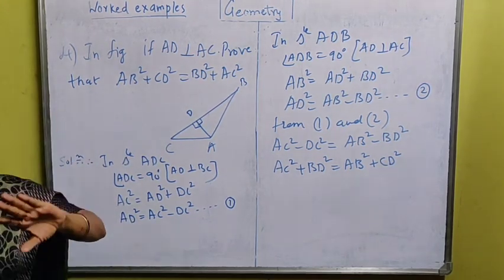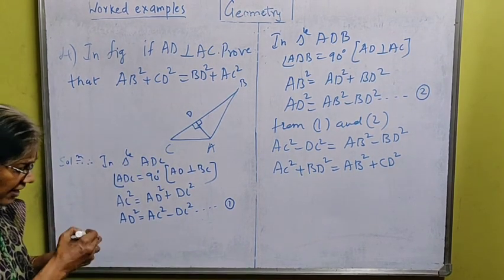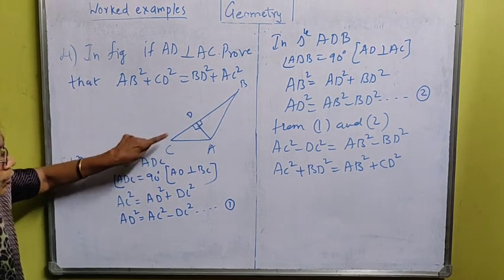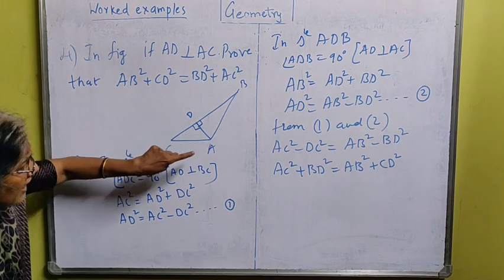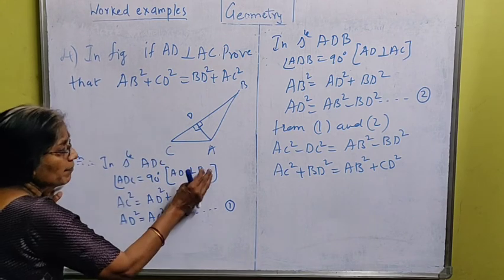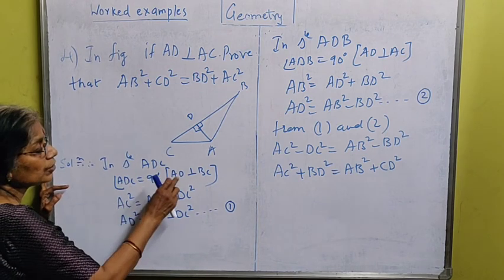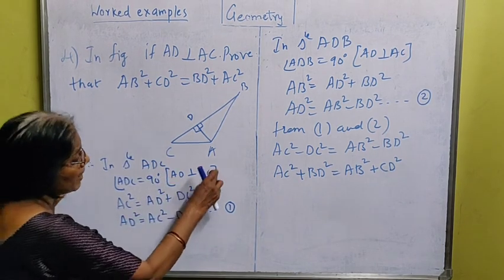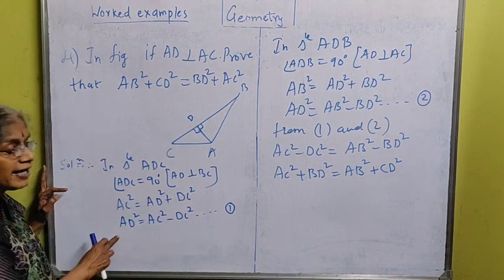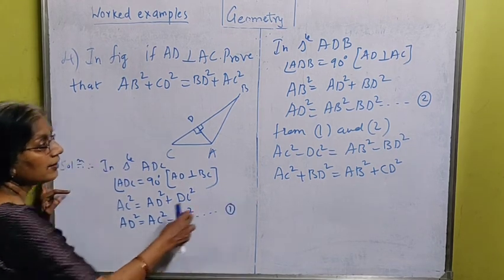So you came to know how the proof came. Once again I will explain. Here what is given? ABC is a triangle in which AD is drawn perpendicular to BC. So angle ADB and angle ADC became 90 degrees because of the perpendicular. We will take the triangles separately. In triangle ADC, angle ADC is equal to 90 degrees because AD is perpendicular to BC. Therefore, AC square is equal to AD square plus DC square. So AD square is equal to AC square minus DC square.